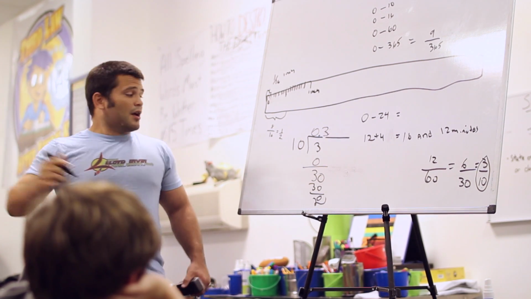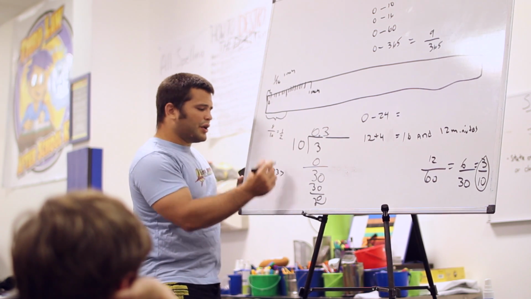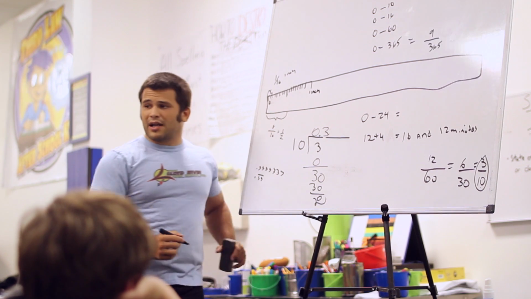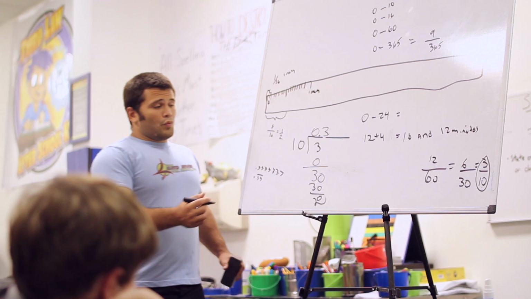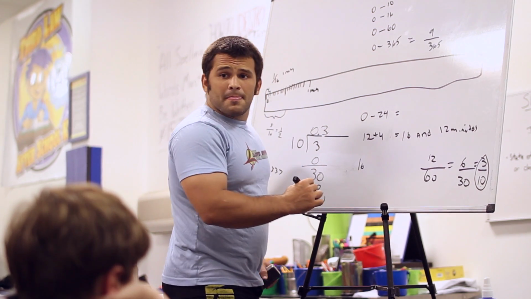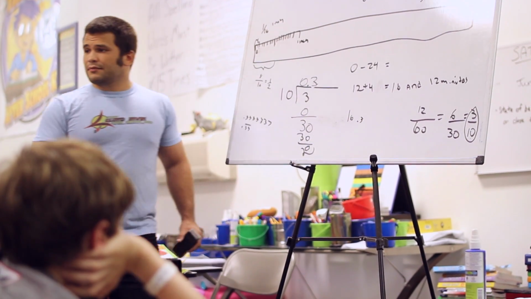Okay? Some decimals like 0.3333333 just keep going on forever. And the way we write that is 0.33 with a little line on top. Got it? Now, then we know that so far we have what? 60 hours and 0.3 of a day.